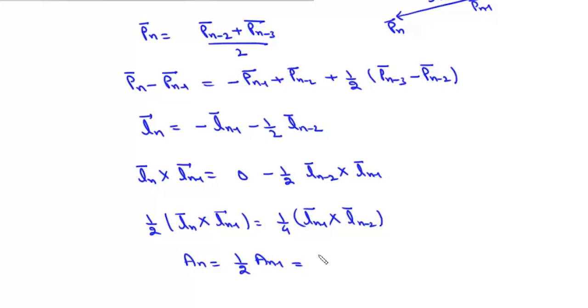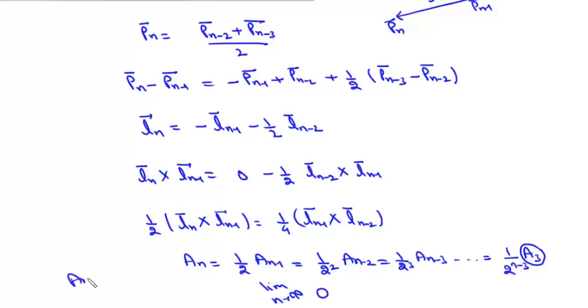Now using this iteration, we can write it will be 1 by 2 square An minus 2, 1 by 2 cube An minus 3, and we'll continue, and it will be A3 times 1 upon 2 to the power n minus 3. Now this is the area of the given triangle. So if we take this limit as n tends to infinity, then 1 upon 2 to the power infinity will be 0. So this An converges to 0 as n tends to infinity.